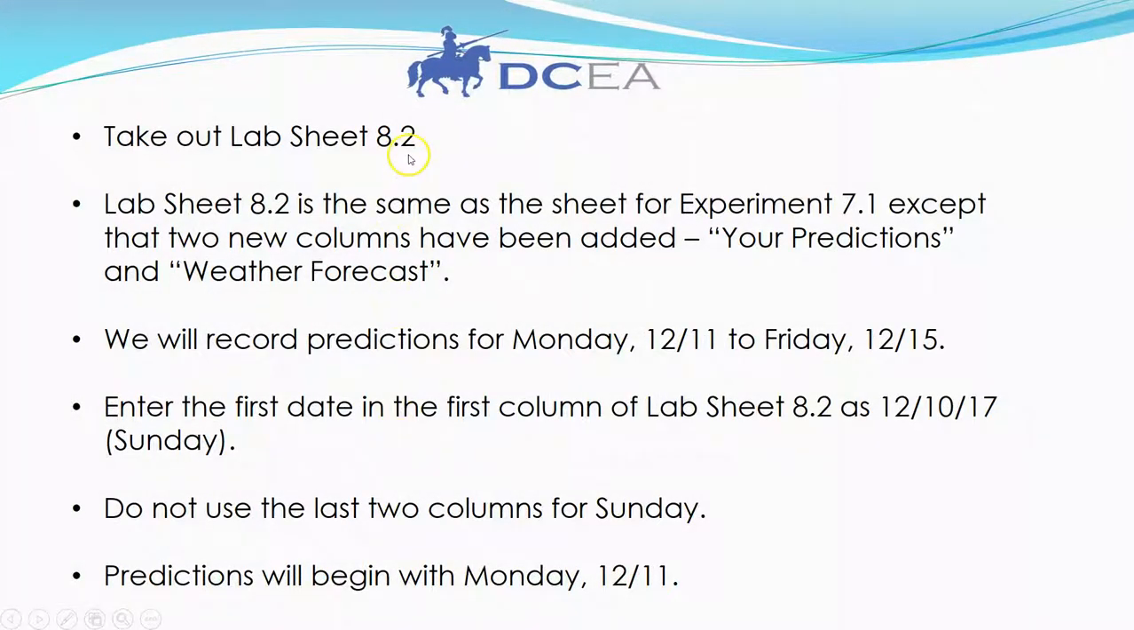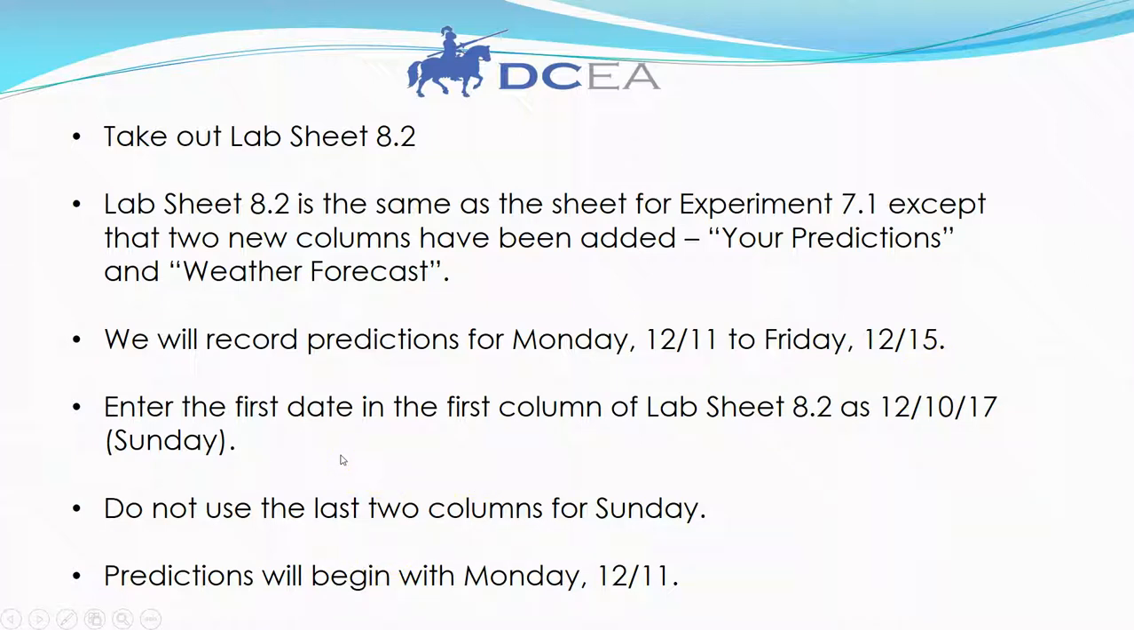Take out your lab sheet 8.2. Lab sheet 8.2 is the same as the sheet for Experiment 7.1, except that 2 new columns have been added. We've added your predictions and weather forecast. We'll record predictions for Monday 12/11 through Friday 12/15.